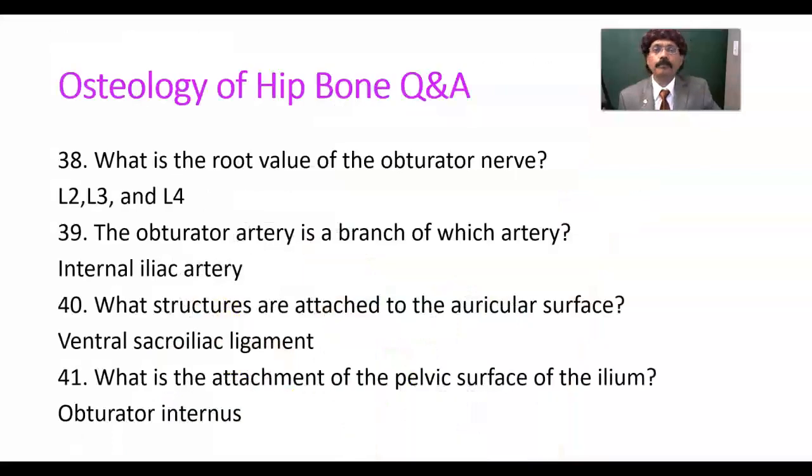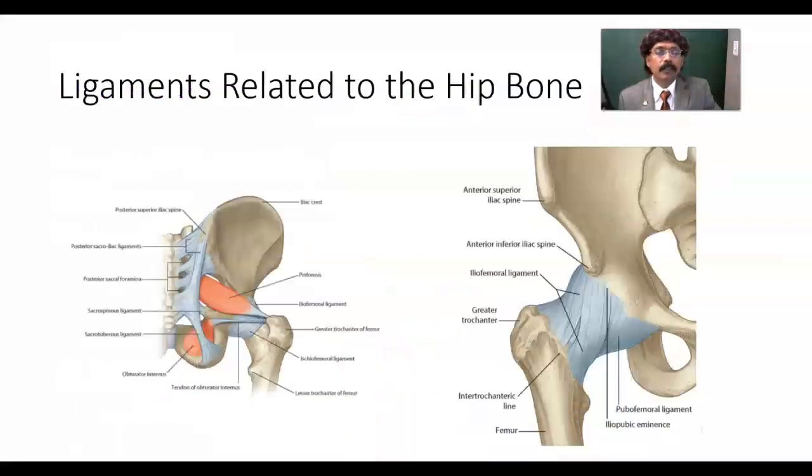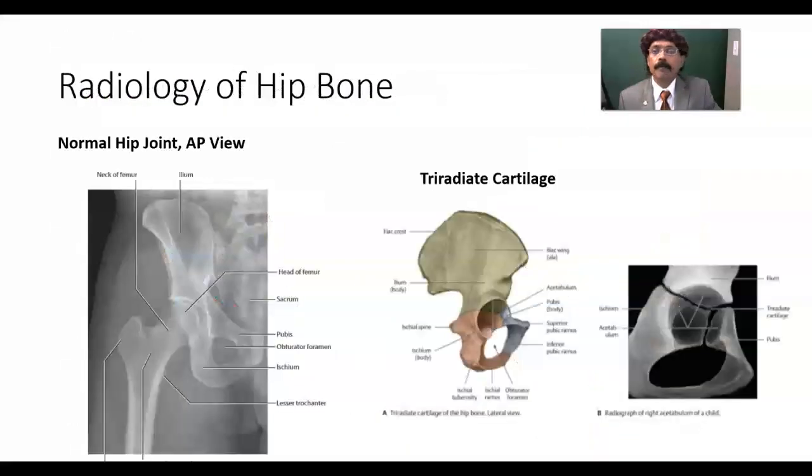Okay, we just discussed that part, the hip bone. This is the radiology of the adult hip bone. Like this, three pieces of bone form one hip bone. Another name is the innominate bone: ilium, ischium, pubis.